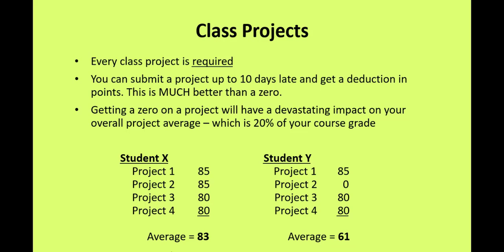So I want you to put that visual in your head that the difference between a B and a D is missing one project and getting a 0 on it. So just remember that. Even getting a score and getting some points deducted for late is 100 times better than having a 0. That's really hard for you to overcome in your grade. So make sure those assignments are getting turned in.